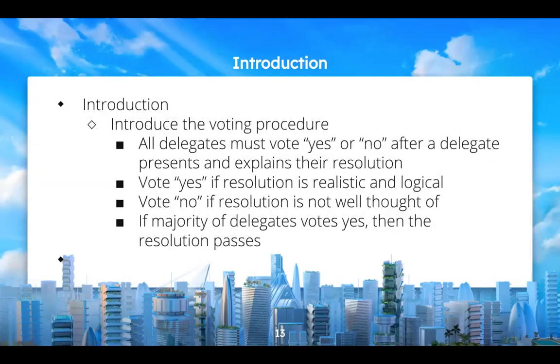And then next, we will introduce the voting procedure. All delegates must vote yes or no after a delegate presents and explains their resolution. A delegate would vote yes if the resolution is realistic and logical. They can also vote no if they think the resolution is not well thought out. If the majority of delegates vote yes, then the resolution passes. Each vote will be done after each delegate explains their country, their idea of the issue, and their solution.